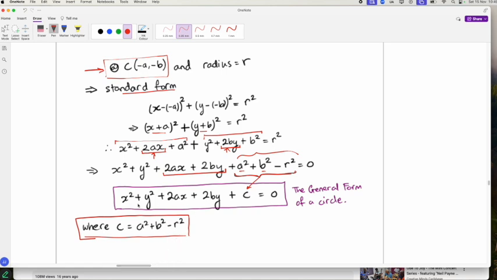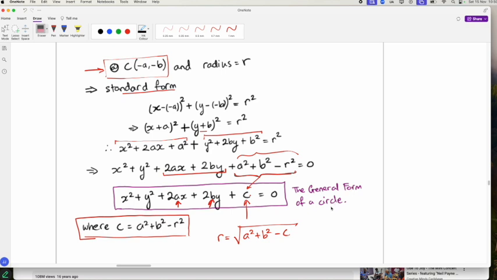Because remember, just by looking at an equation, you know what c is, you know what a and b are. You could use these values and find r, because in this case, r is going to be what? The square root of a squared plus b squared minus c. And we'll see examples of this stuff just now.